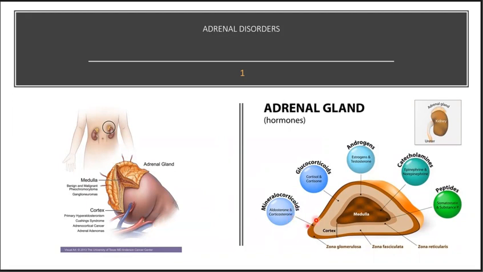Remember, the adrenal gland has two parts. There's a cortex, which is the outer part, and there's a medulla, which is the inner part of the gland. And the cortex produces the hormones cortisol and aldosterone. So what we have in this case is hyposecretion of the adrenal hormones. The adrenal hormones are our mineralocorticoids, glucocorticoids, and androgens. You will see that these are produced from the cortex of the adrenal gland.